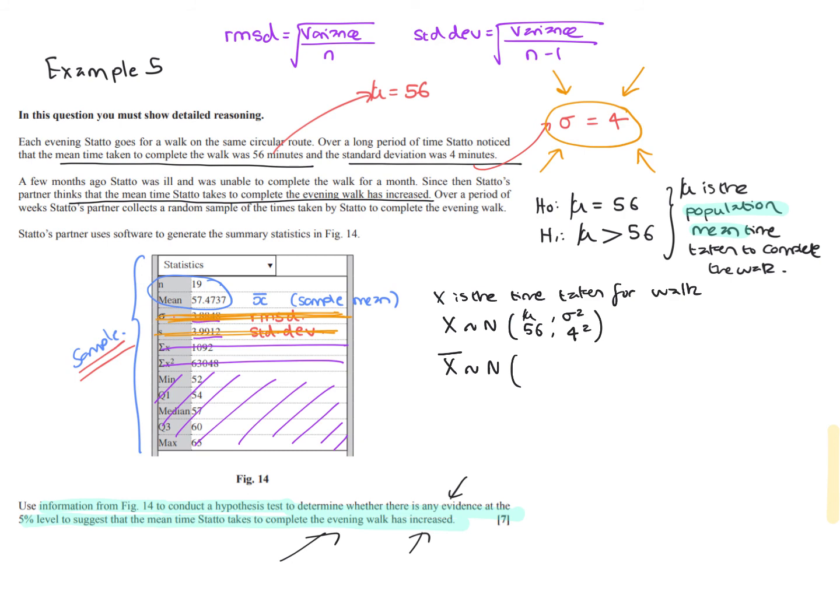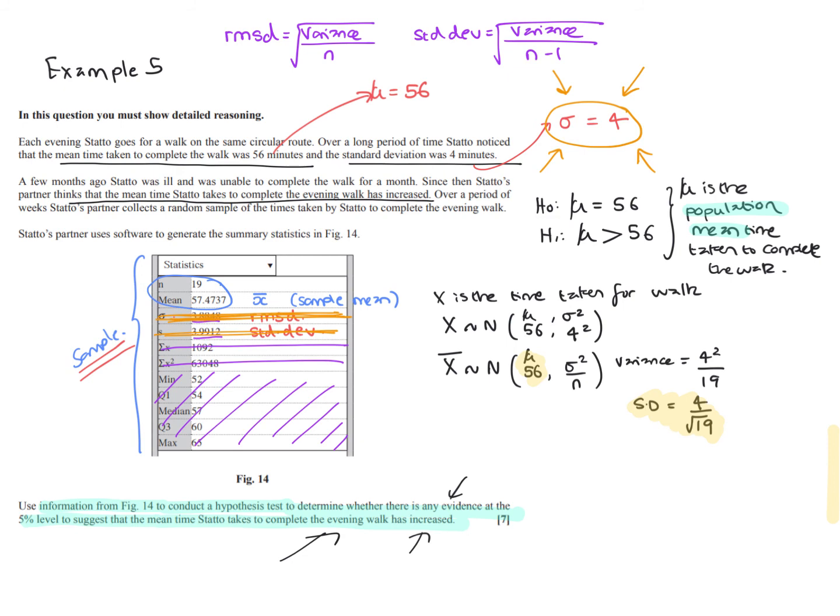Now, x bar has a mu value, which is still mu, 56, but its variance is sigma squared over n. So its variance is equal to 4 squared over 19, and its standard deviation, which is the value we end up using, is 4 over root 19. So this is the key piece of information that we need here, and the mu value. So what next?